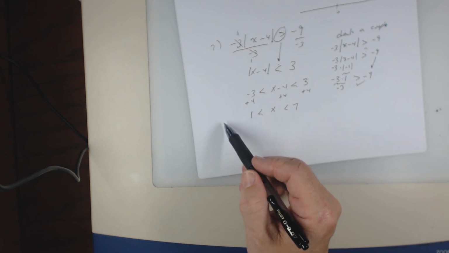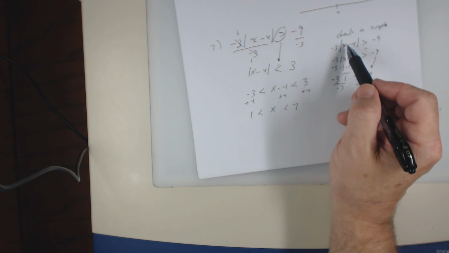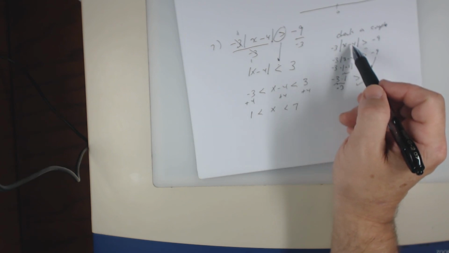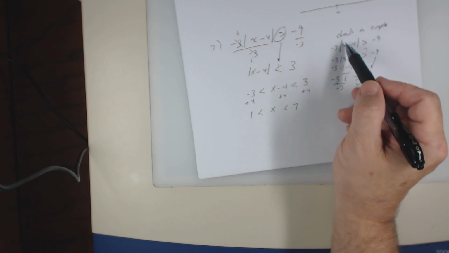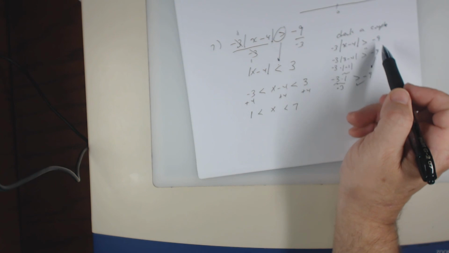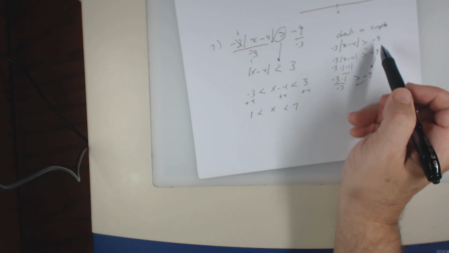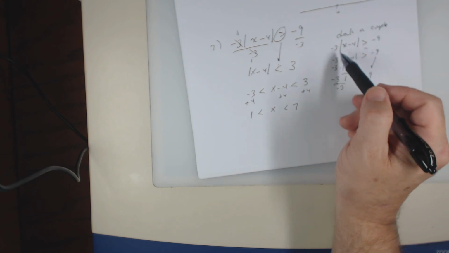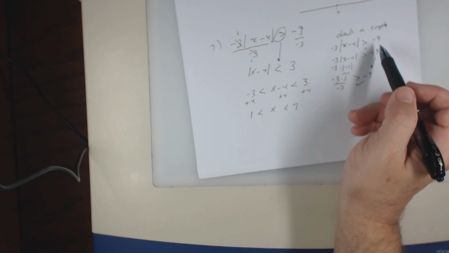Okay, 0 doesn't work. Let's see why. What's 0 minus 4? What's the absolute value of -4? 4 times -3, -12. Is -12 bigger than -9? No, it's less than. Y'all agree -12 is less than -9, right?